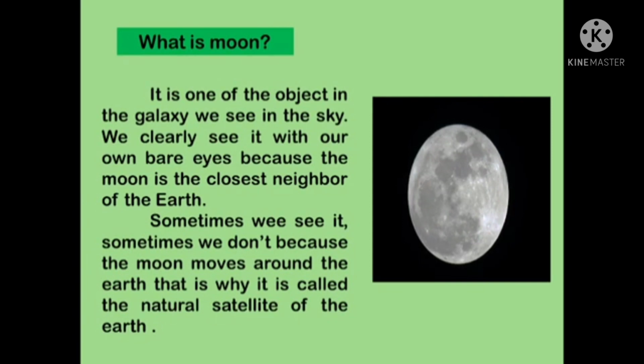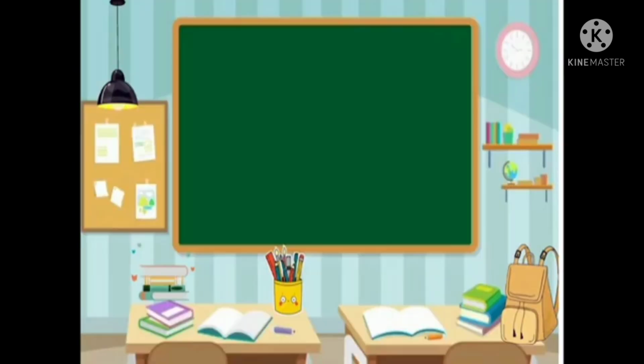We clearly see it with our own bare eyes because the moon is the closest neighbor of the Earth. Sometimes we see it, sometimes we don't, because the moon moves around the Earth. That is why it is called the natural satellite of the Earth.